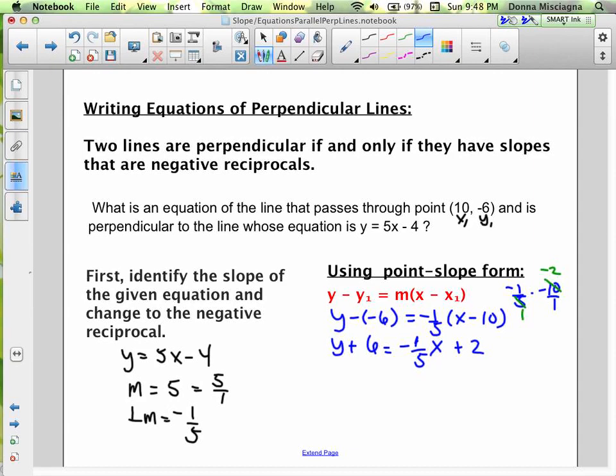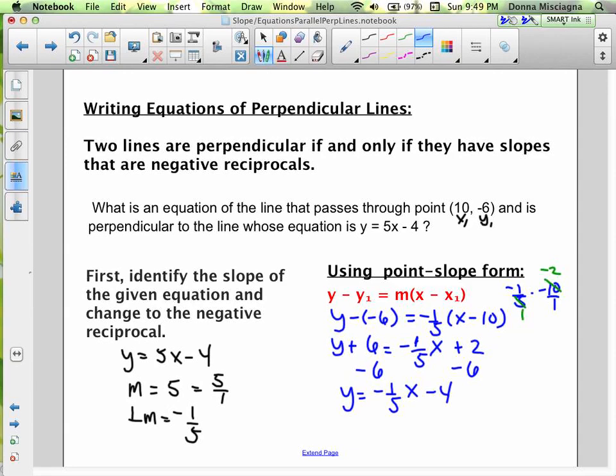If you didn't reduce, you would just have negative 10. Because negative 1 times negative 10 would be a positive 10, excuse me. Positive 10 over 5 would reduce to 2, since 10 divided by 5 is 2. So whether you reduce or you don't reduce when you're multiplying, it won't matter. You'll get the exact same number. Our last step is to subtract 6 from both sides. So y is equal to negative 1/5 x minus 4.